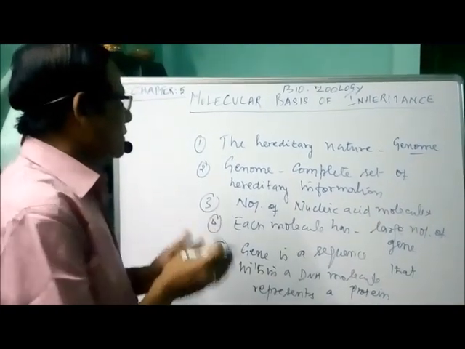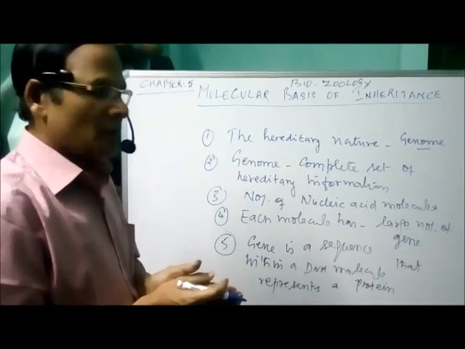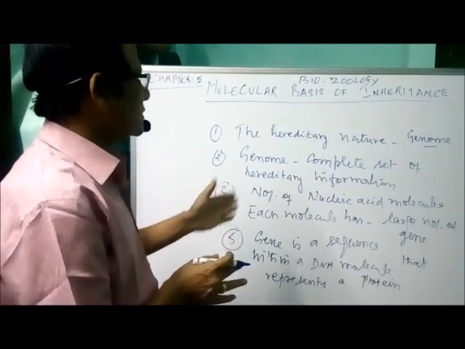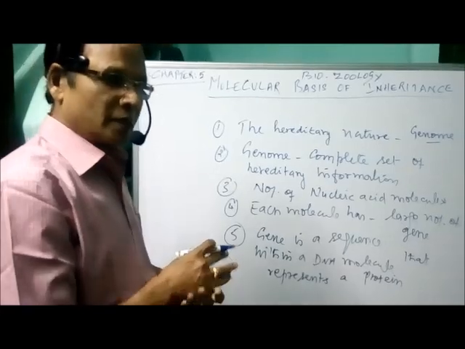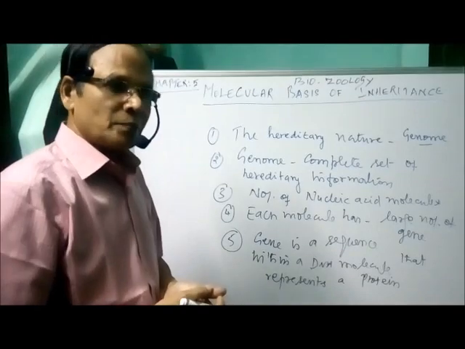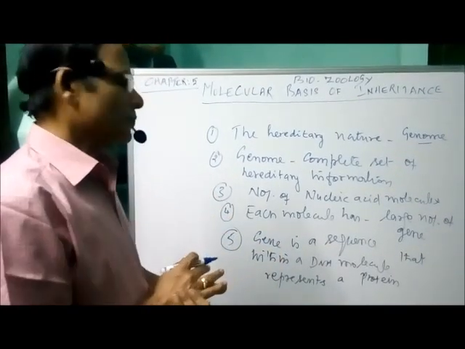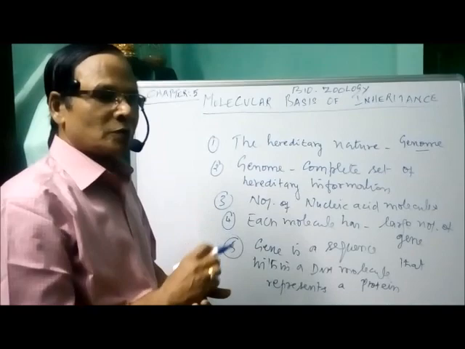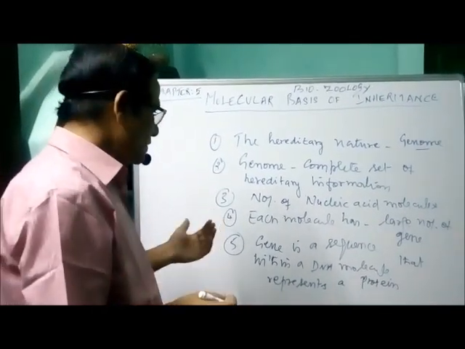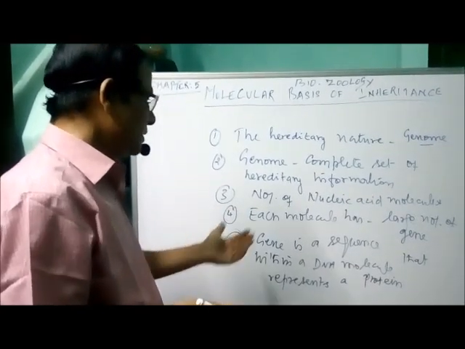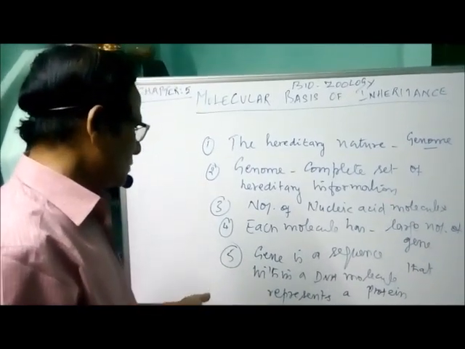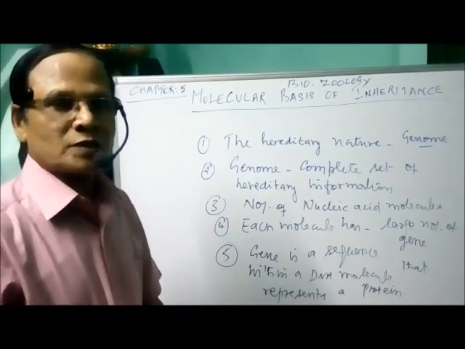So this is all the introductory part. What is a genome? It is the material that is needed for constructing a living organism. It contains a complete set of information, and it is divided into a number of nucleic acid molecules. Each nucleic acid molecule has a large number of genes, and each gene is a sequence within a DNA molecule that represents a protein. This is the definition of a gene.